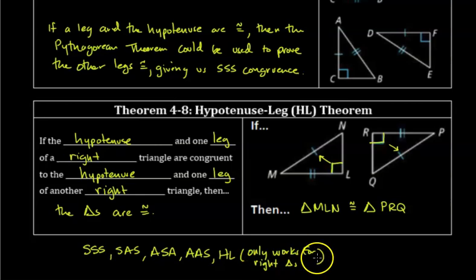So keep that in mind. HL only works for right triangles. It's kind of implied by the name because right triangles are the only ones that have a hypotenuse, right? So the fact that it's called hypotenuse leg or HL indicates that it only works for right triangles, but I just wanted to give you a little reminder there. So those are now the 5 different ways that we can use to prove that two triangles are congruent.